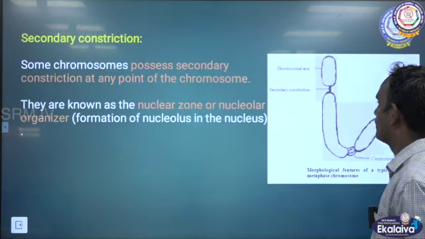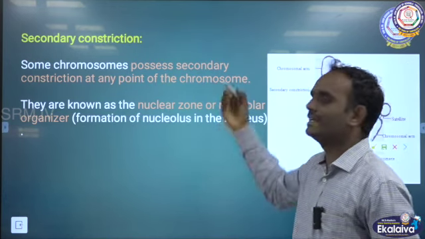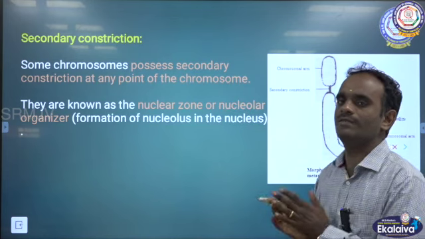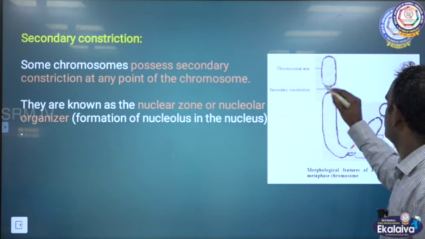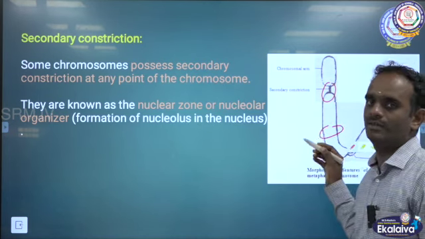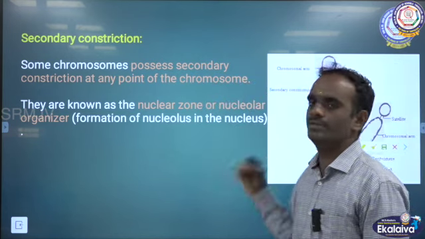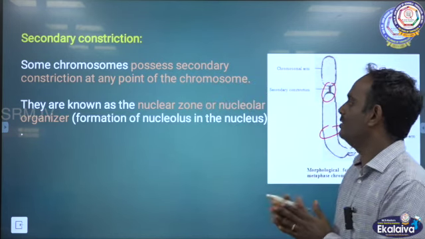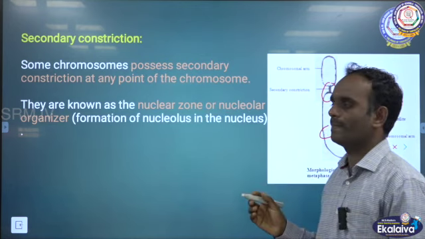Next we will see the secondary constriction. Some chromosomes possess secondary constriction at any point of the chromosome. See, here also a secondary constriction is there. So it can be at any point of the chromosome. They are also known as nucleolar zone or nucleolar organizer.